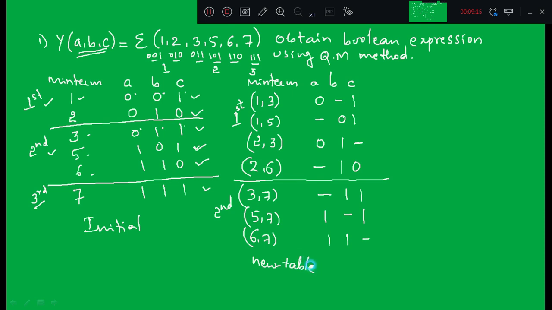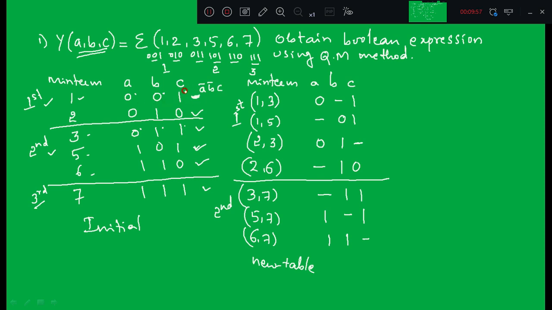So just check whether all minterms got the check marks or not, right? In my initial table, if all minterms got the check mark, then these minterms will not appear in my final Boolean expression, right? Let us say if this one is not check marked, then this will remain as it is. That means the final expression also has the term A bar, B bar, C, because this minterm has not got the check mark.